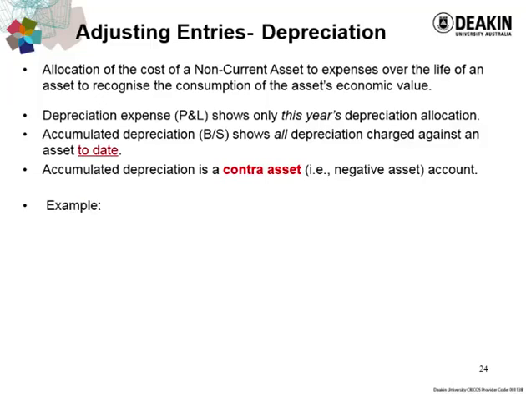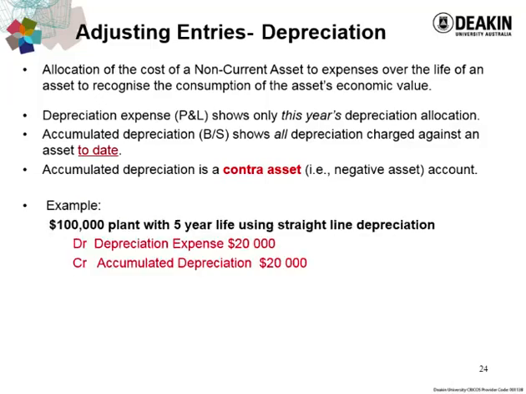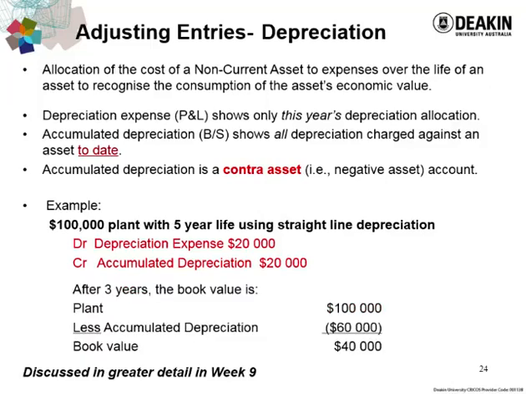For example, a plant has 5 years useful life. If we assume straight line depreciation, meaning we will recognize the same, equal amount of depreciation every year, we will debit depreciation expense, credit accumulated depreciation $20,000, which is 100K divided by 5. 3 years later, the book value or carrying amount of the asset will be 40K, which is the original cost 100K minus accumulated depreciation of 60K at year 3. The 60K is calculated as 20K multiplied by 3 because each year is 20K, so 3 years is 60K. We will discuss depreciation more in week 9.